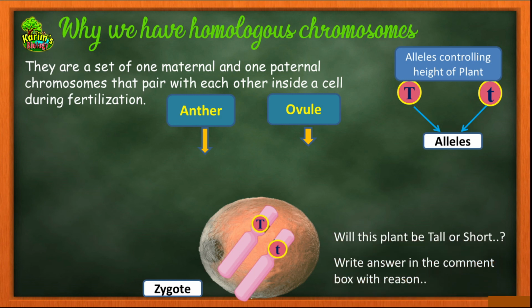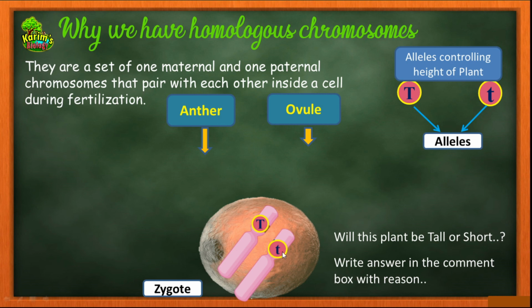Okay, now there is a small question for you. Will this plant be tall or short? You know, after the fertilization, the zygote is formed. Once the zygote is formed, that develops into an embryo, which is in the seed. When you sow the seed, the resulting plant that develops from the seed, will it have a tall or short stem? That is because here two different versions of the same gene are there.